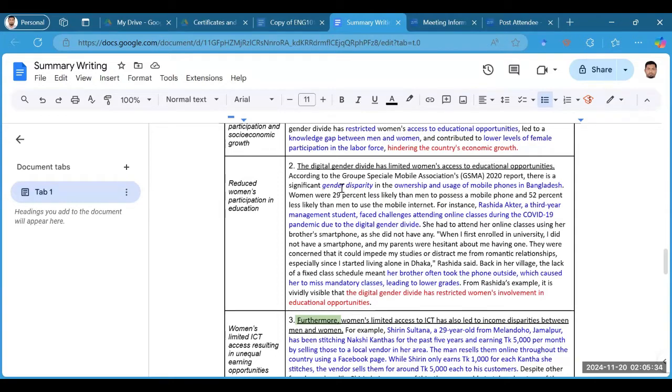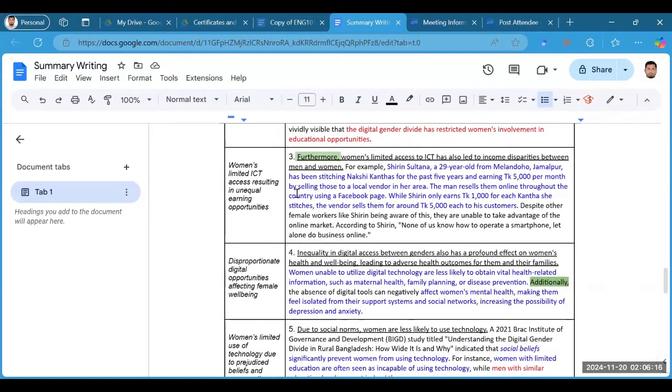All right, so gender divide means just gender disparity. And here the second paragraph's main idea says that the digital gender divide has limited women's access to educational opportunity. So we understand access to educational opportunity is basically the right to have education through digital facilities, which is limited for women. Basically, this is the idea. So here, the main idea I have written in the marginal note as reduce women's participation in education. Digital gender divide reduces women's participation in education. So I have written a suitable phrase here.